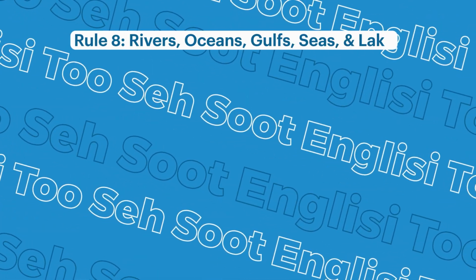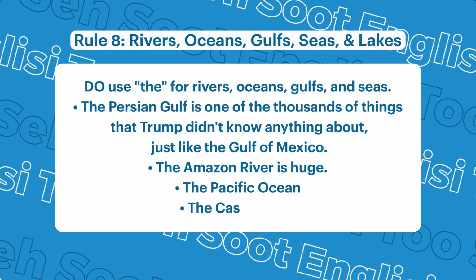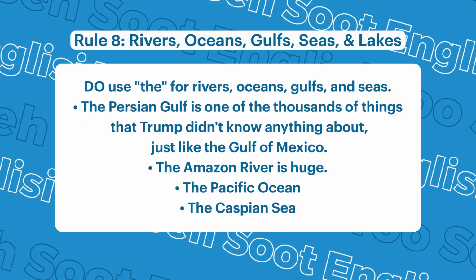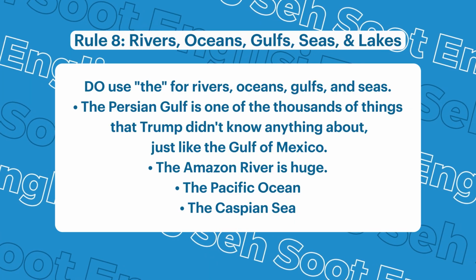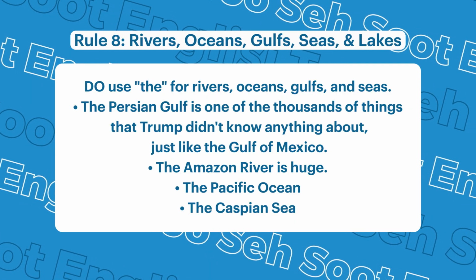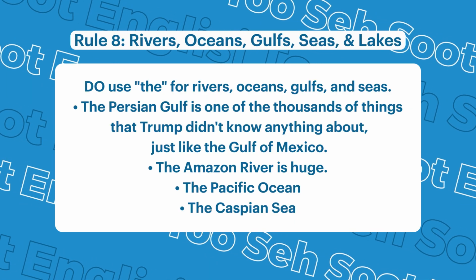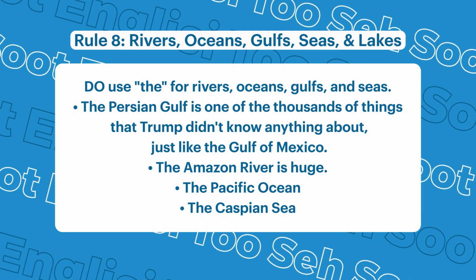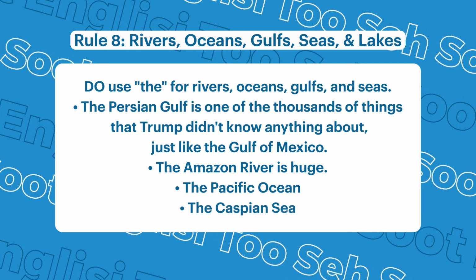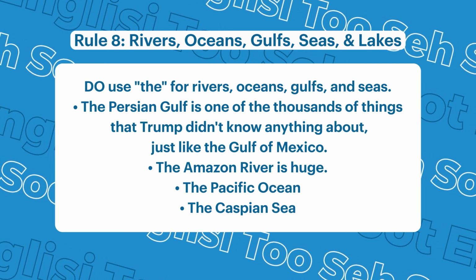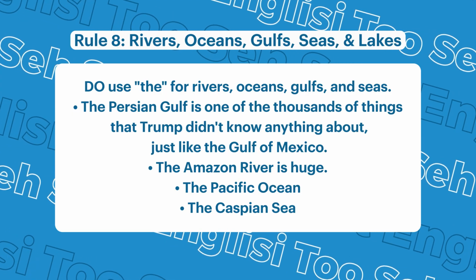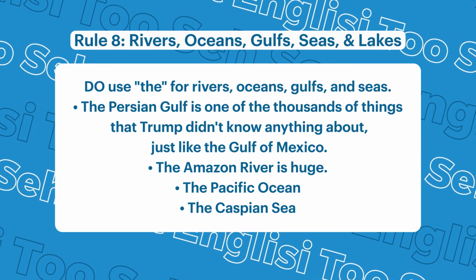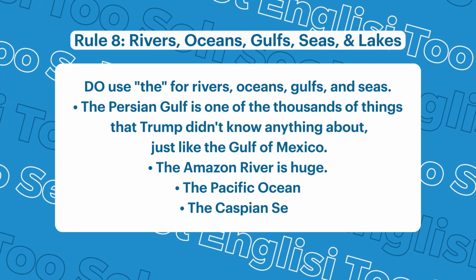Rule number 8: rivers, oceans, gulfs, seas, and lakes. Do use "the" for rivers, oceans, gulfs, and seas. For example, the Persian Gulf is one of the thousands of things that Trump didn't know anything about, just like the Gulf of Mexico. The Amazon River is huge. The Pacific Ocean, the Caspian Sea.